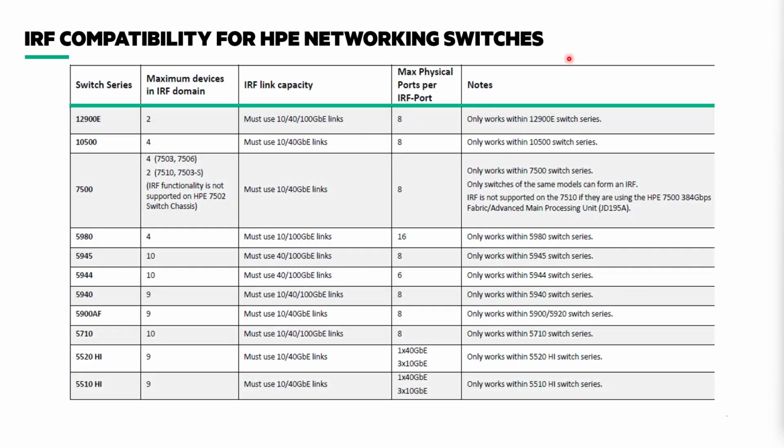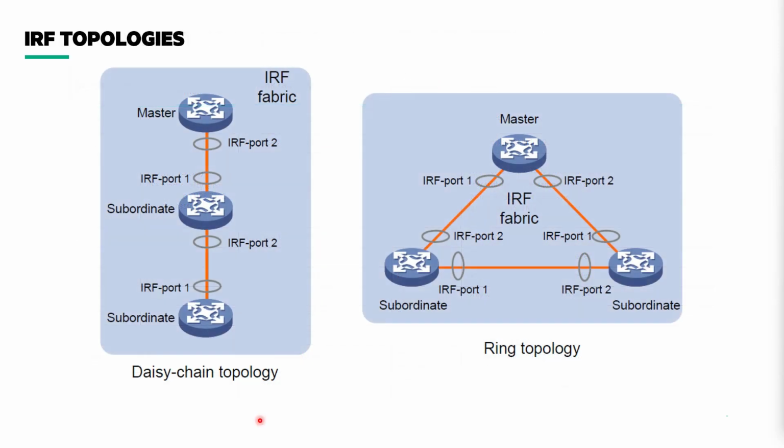Now, when it comes to platforms, it depends on the platform. The largest switch in the portfolio is the 12900, which is a huge switch that can usually be used in data centers, and you can go for stacking. In general, the minimum requirement for the stack is 10 gig, so on these switch series, we have 10 gig interfaces required. Now for the topology, you can have a daisy chain or you can have a ring topology.